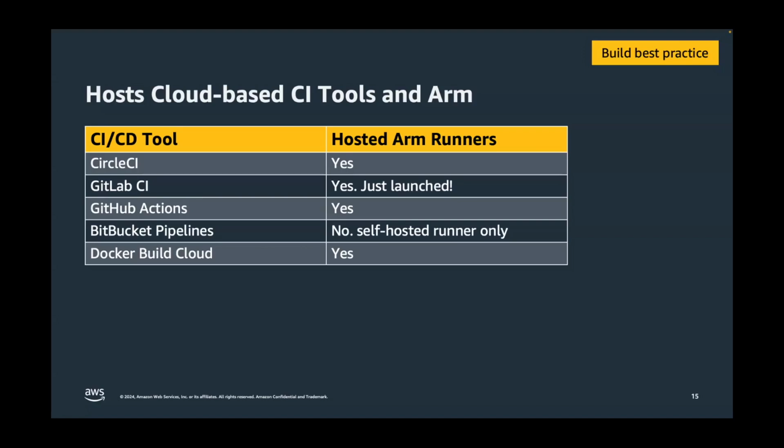And most of these pipeline tools already have ARM servers, right? The only one that doesn't have at the moment is Bitbucket Pipelines. But you can use a workaround, which is to use the self-hosted runner. So you can actually create it on a Graviton server and manage the server yourself. Okay.